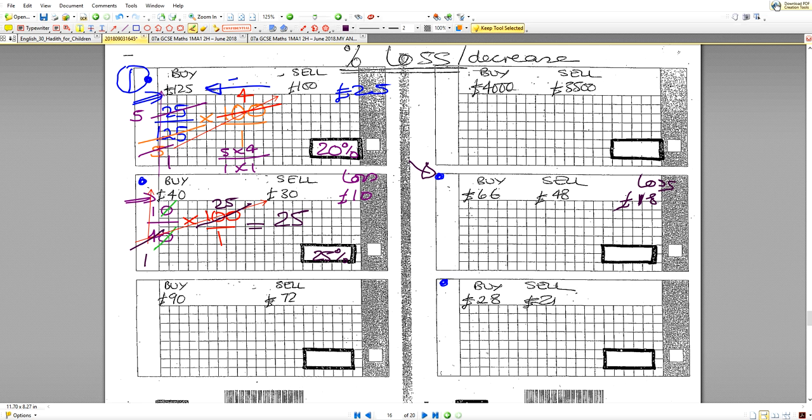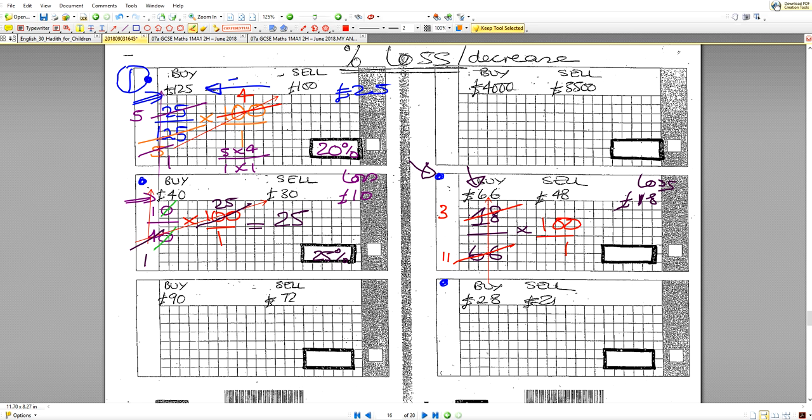So let's have a look. We have £18 loss out of our original £66, what we bought it for. Times that by 100 over 1. Now again, because we multiply fractions, we try to cancel. We can try to cancel vertically first, because one of the common factors would be 6. So 66, if we divide it by 6, gives us 11, and 18 divided by 6 is 3. So our highest common factor of 6 worked out nicely for us.